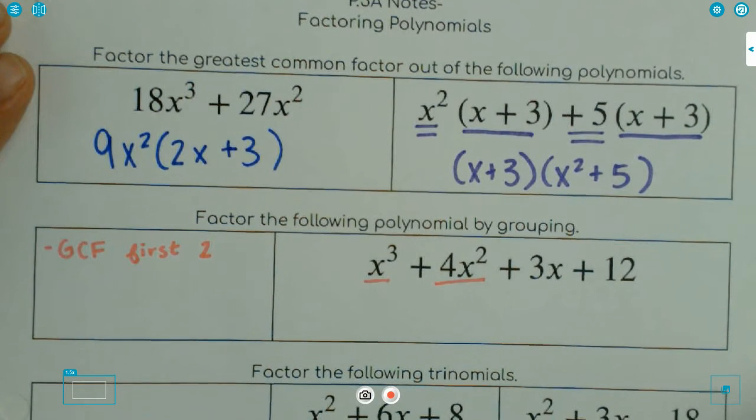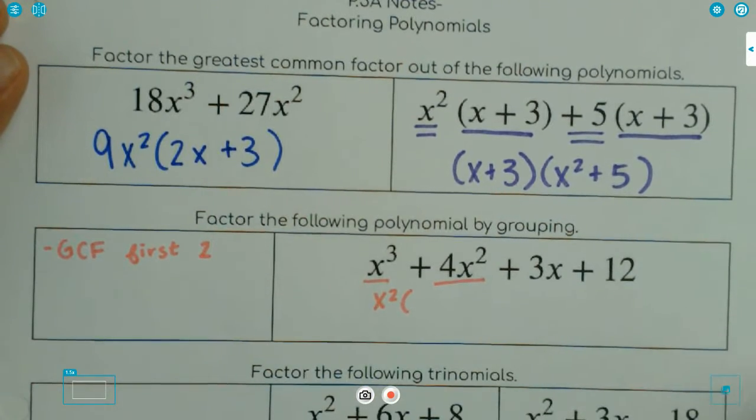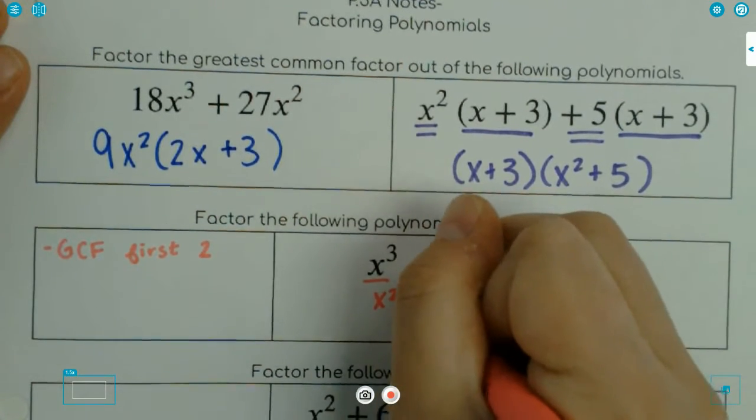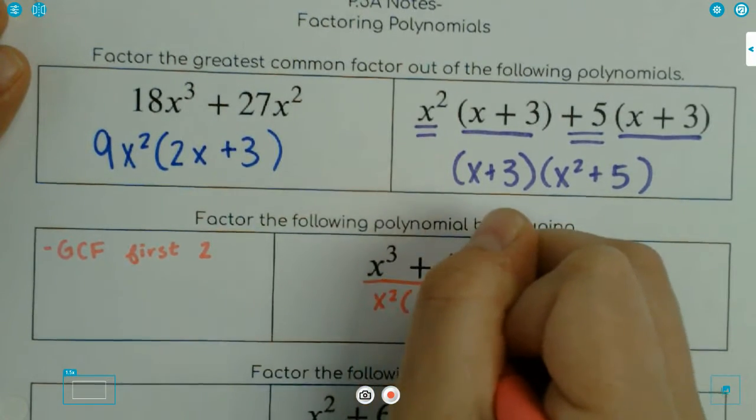So in this case, x cubed and 4x squared. I can't pull any numbers out because I can't divide x cubed by anything, but I can pull out an x squared. That'll leave behind just an x and just a 4. So GCF out of my first 2 terms.